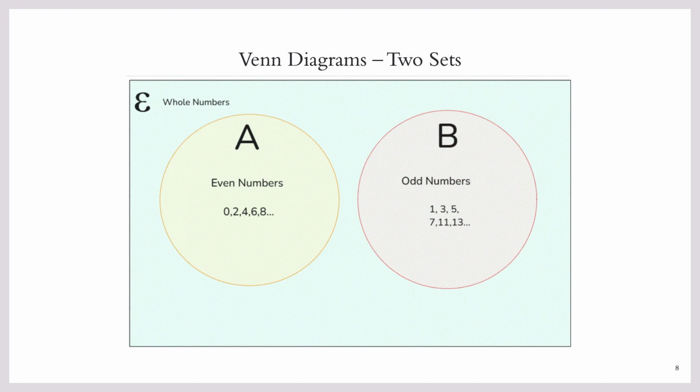It is important to note that if both the sets A and B do not have an overlapping element, then they would both be drawn as totally separate circles. Just like in this case where even numbers and odd numbers do not have an overlapping element. So they are both drawn totally separate from each other and do not have any intersection in between.